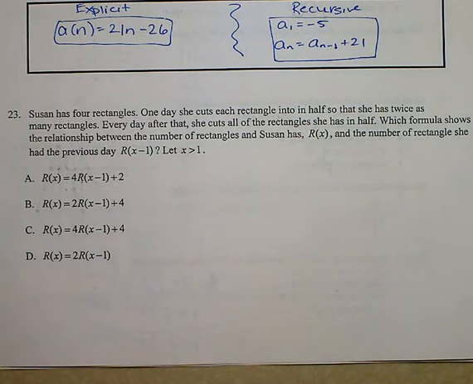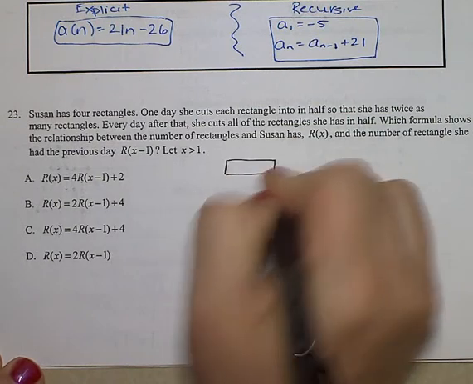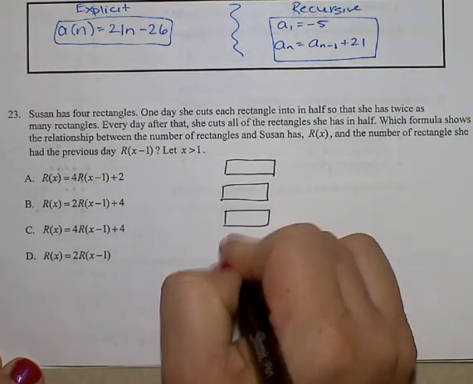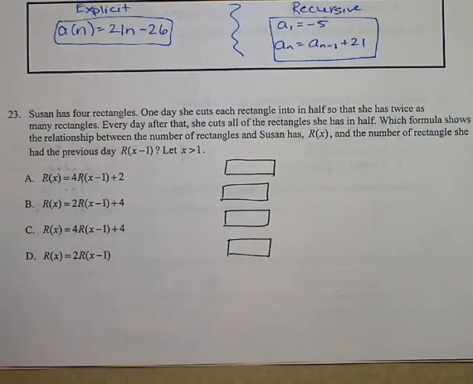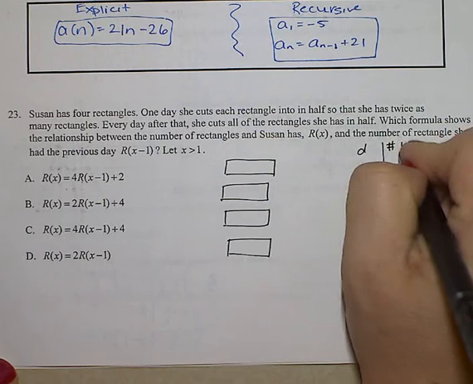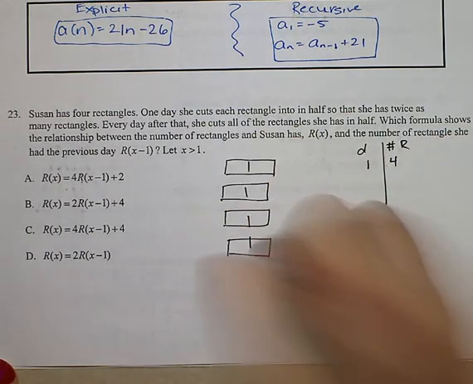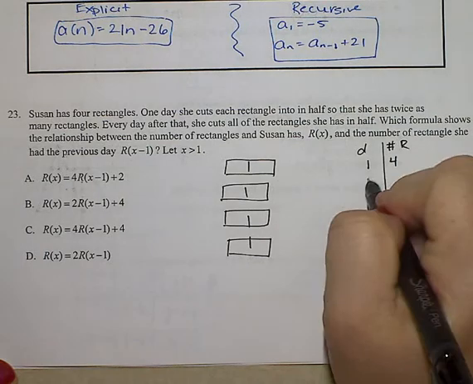Make a little table. I personally, I'm a visual learner, so let's start with actually drawing this. I'm going to start with 4 rectangles. Do you agree when we're starting this on day 1, how many rectangles does she have? Okay, so here's the day, and here's the number of rectangles. So day 1, she has 4. Now she cuts each of them in half. How many does she have on day 2? Day 2, she has 8.